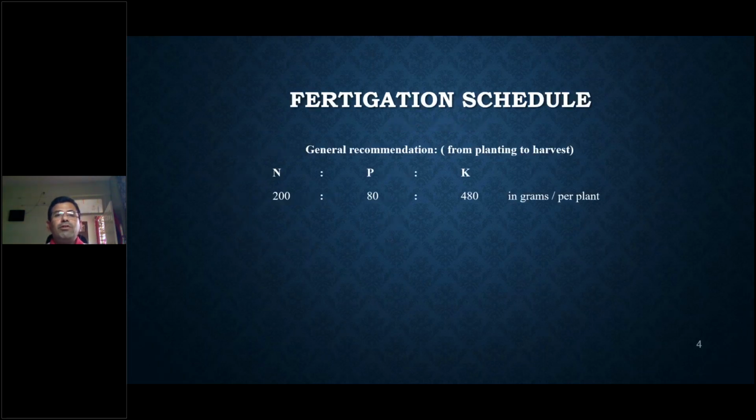Then the fertigation schedule. This is a general recommendation for banana plants from planting to harvest. Nitrogen (N) is 200, phosphorus (P) 80, and potash 480, in grams per plant from planting to harvest. This is very much required.